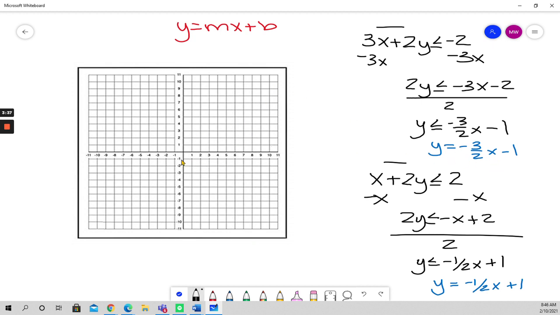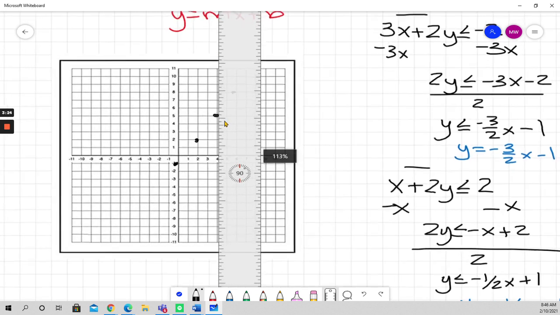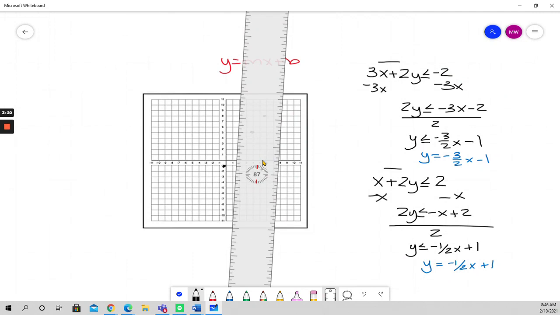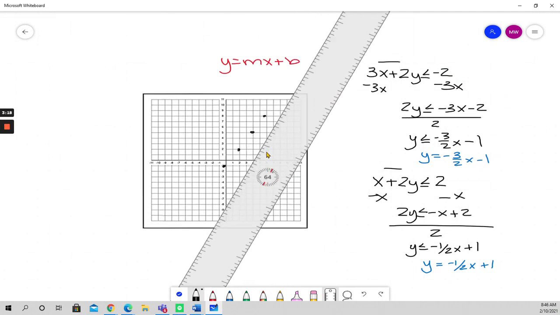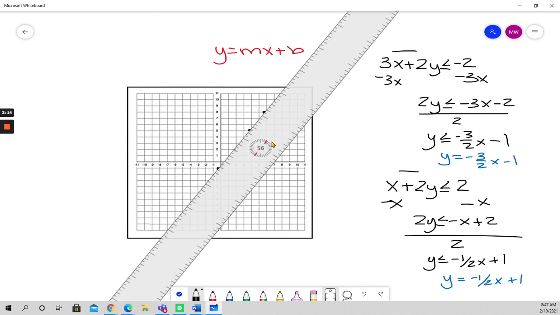So I'm going to start at the negative 1, and I'm going to go up 3 and over 2 throughout my graph. Break out my ruler. And I'm going to draw a solid line.